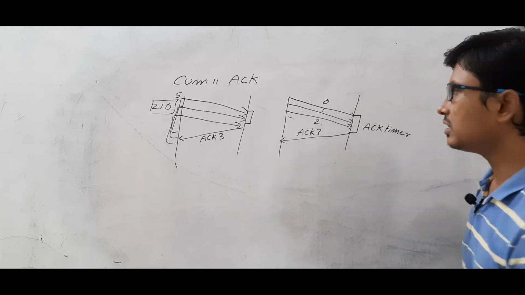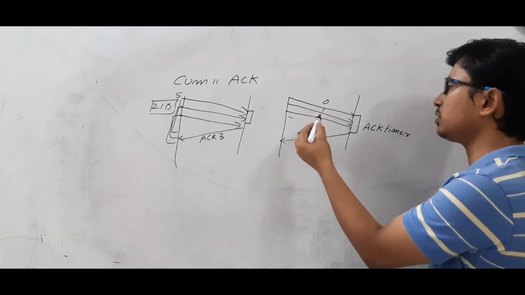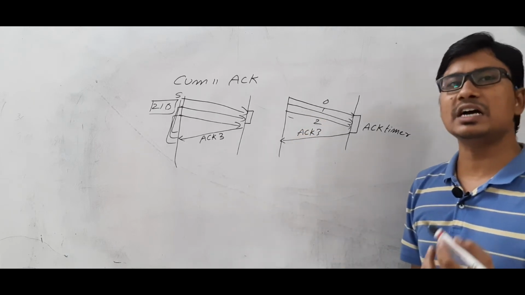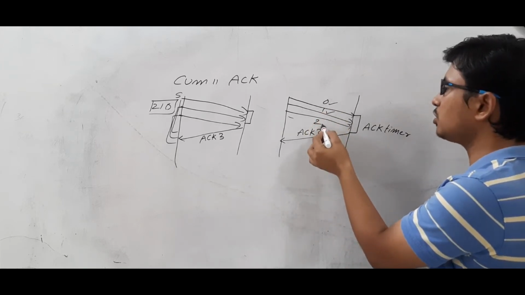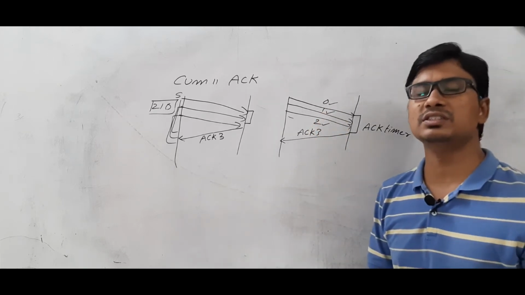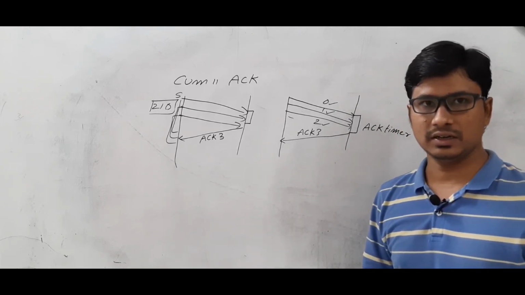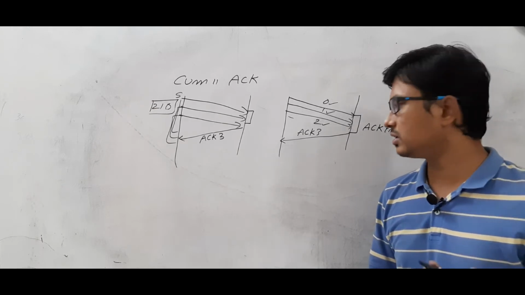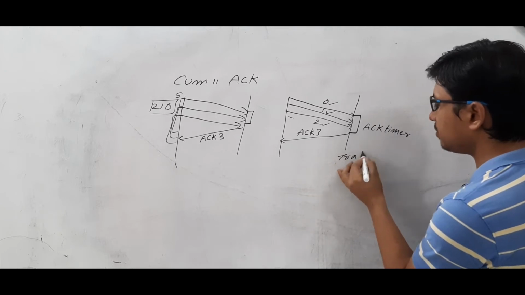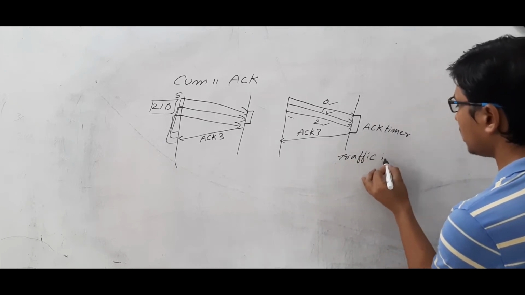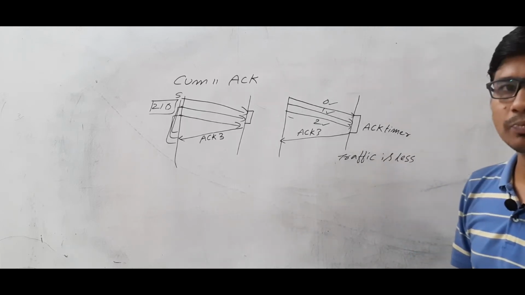The meaning is that the sender will understand that I have sent frame number 0, frame number 1, frame number 2, and the receiver is asking for frame number 3. That means all the frames 0, 1, 2 have been delivered successfully to the destination, with the single acknowledgement you have sent. Are you able to understand it or not? Is it clear? So the advantage is that traffic will be reduced in the network. Okay, are you able to understand? But what is the problem?